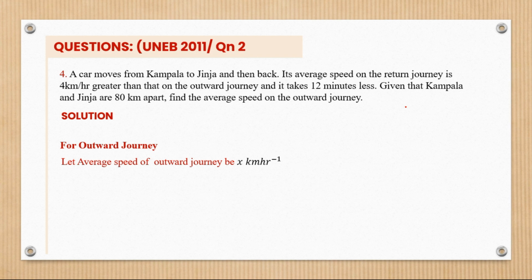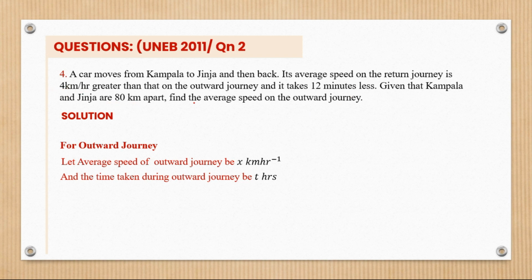So that means we're going to let a certain value represent the outward journey. So we're going to let the average speed of the outward journey be x kilometers per hour. Then we're also going to let the time taken during the outward journey be equal to t hours. Now the reason we're going to deal with hours is because we can already see that our speed here is in terms of 4 kilometers per hour and our distance is in terms of kilometers.